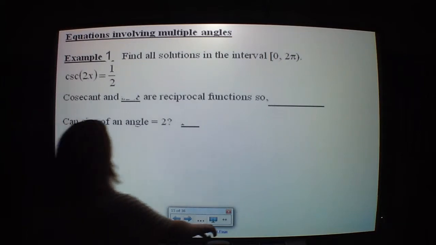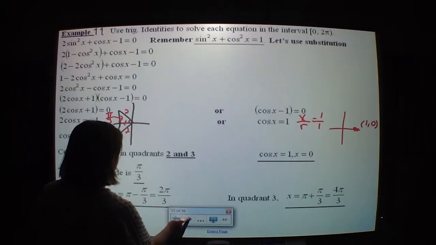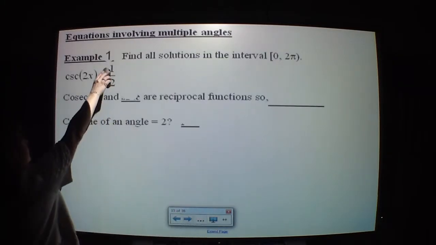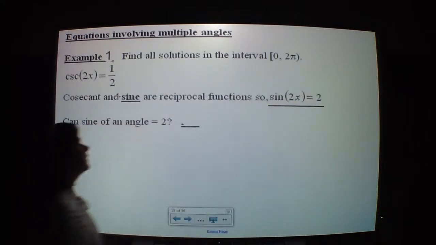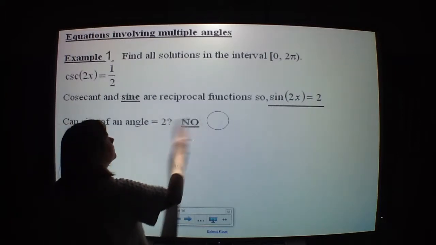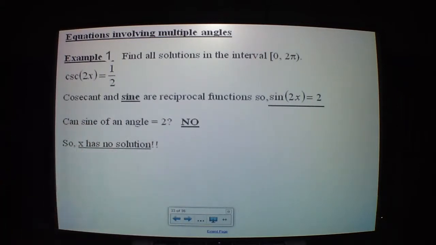sine of 2x is equal to the reciprocal of that. Okay? So now, can sine of an angle equal 2? Nope. So there's no solution there. Remember, sine goes up to +1, down to -1.